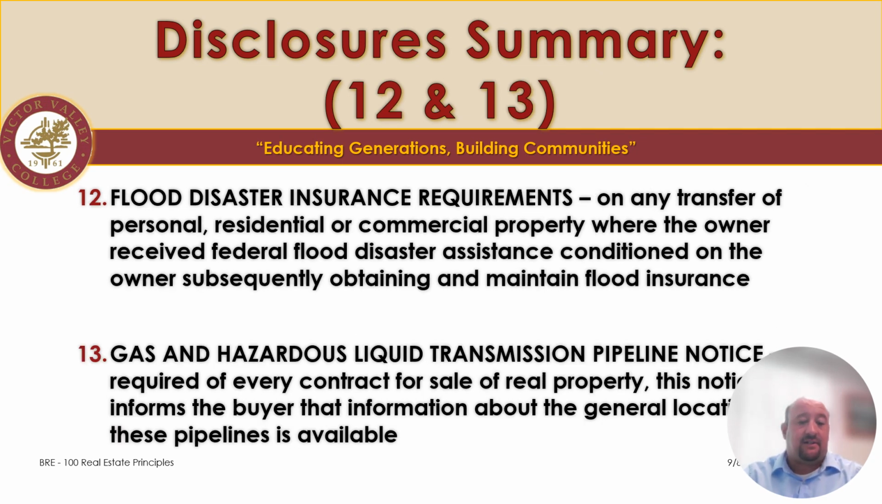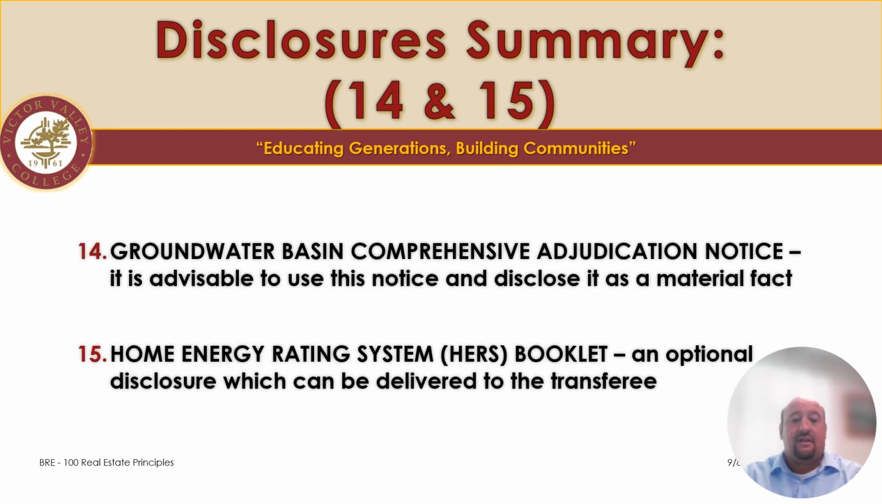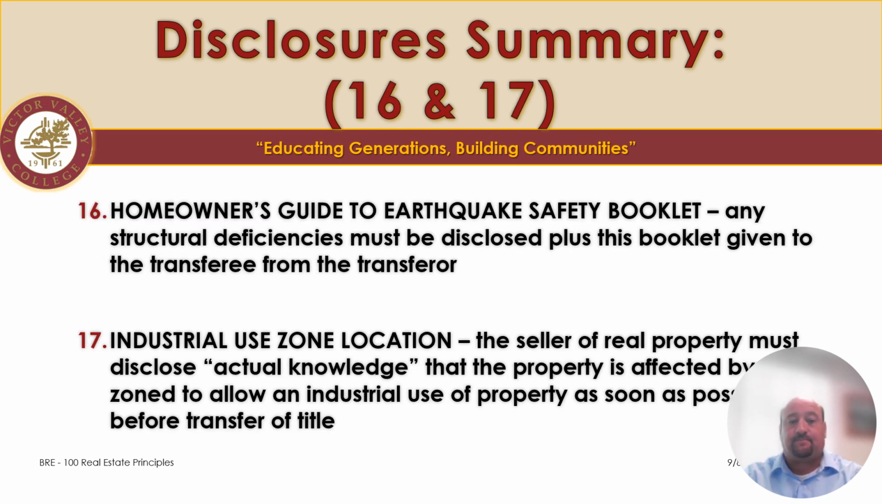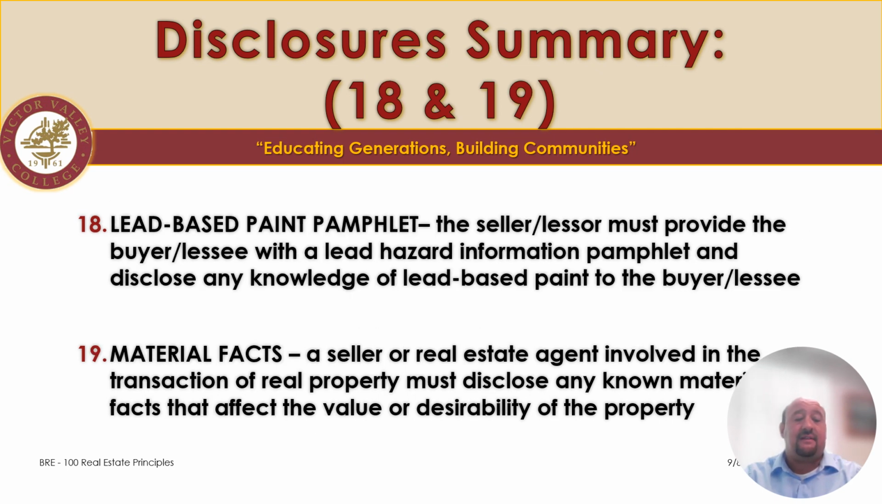Flood, disaster, and gas, those are a couple of other disclosures. Groundwater basin, home energy rating system booklet. So this one's optional. Not every transaction has that one. Again, the earthquake safety booklet, which was kind of discussed earlier. Industrial use zone. So these are examples of things that have to be disclosed.